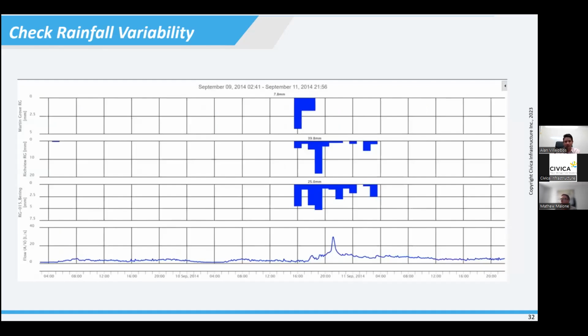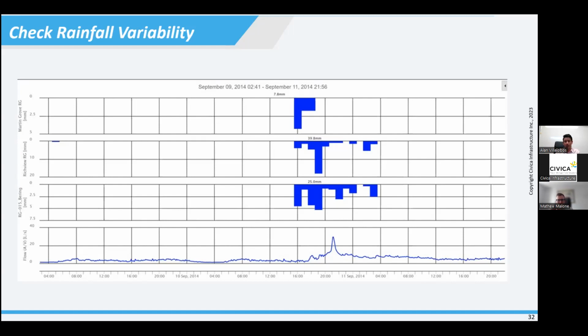But now let's talk about some challenges. Let's say you receive a data set, you have your flow data, and then you have more than one rain gauge. However, one of those rain gauges is showing you data that is not consistent with the other 2 rain gauges. What do you do? Here's a perfect example. The 3 bars at the top are the rainfall data from a rain gauge. The first one has a volume of 7.8 millimeters, and the other 2 are very consistent. One is showing close to 40, and the other one is showing 25 millimeters.